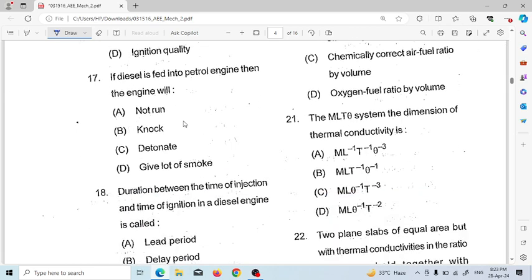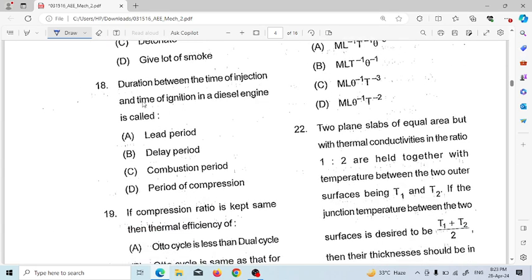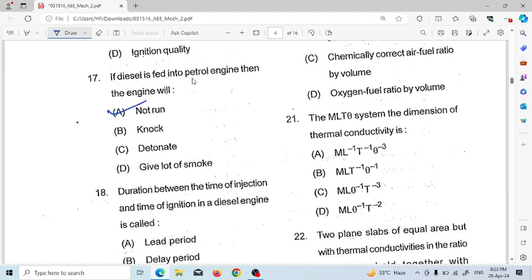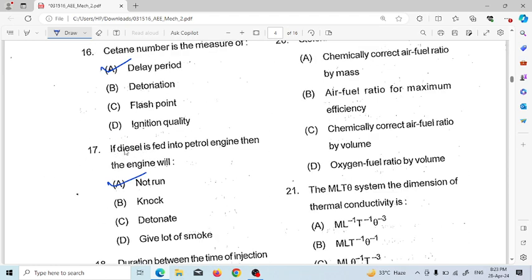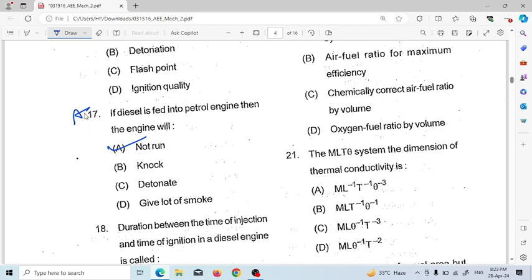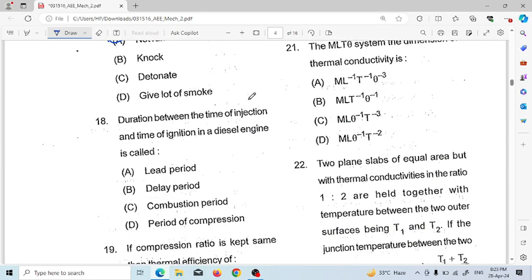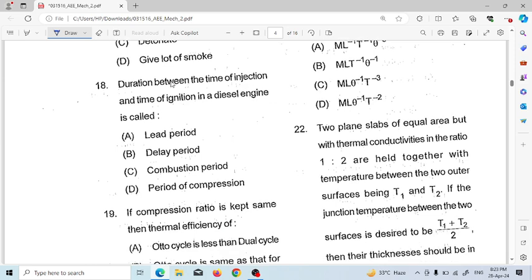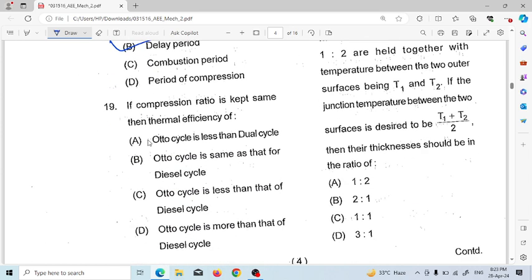Next, if diesel is fed into petrol engine, then the engine will not run. Next, question number 18. This question is also very important from the exam point of view. Next, the time between injection and ignition in a diesel engine is called the delay period. Option B is the correct answer.